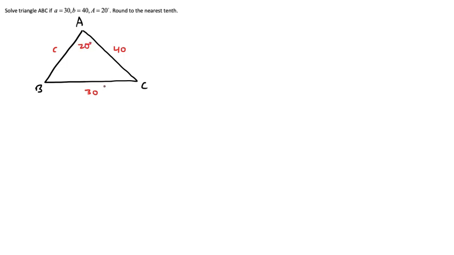So this is what's known as an SSA triangle. We have two sides and a non-included angle. So we want to use the law of sines for this. The sine of 20 degrees divided by its opposite side is going to equal the sine of B divided by its opposite side, which is equal to the sine of C divided by its opposite side.